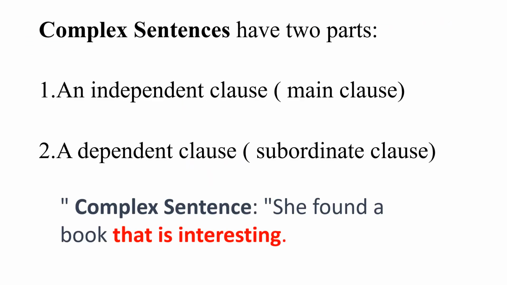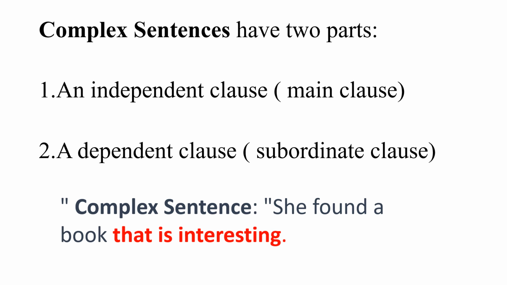First, let's understand what a complex sentence is. It has two parts. The independent clause, which is a complete thought and can stand as a sentence on its own. And dependent clause, which depends on the independent clause for meaning.